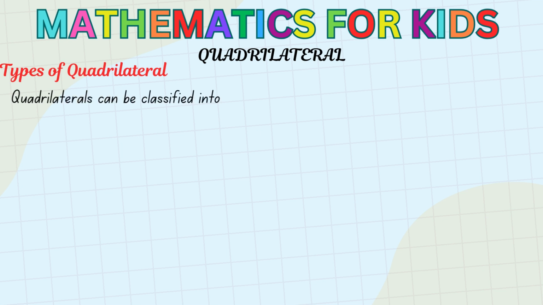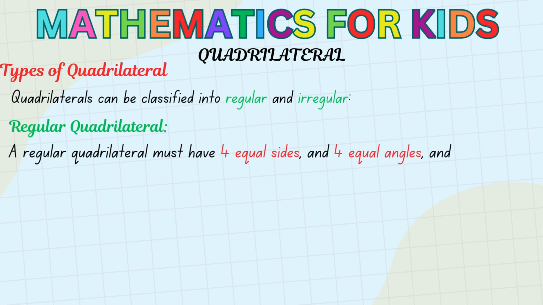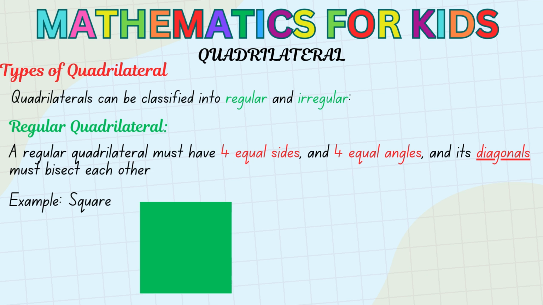A quadrilateral can be regular or irregular. A regular quadrilateral must have 4 equal sides, 4 equal angles, and its diagonals must bisect each other. What does it mean that the diagonal lines of the quadrilateral must bisect each other? They must bisect each other at the midpoint of each other. This means that each line will be cut in half by the other line. And the square is the only quadrilateral that satisfies all these conditions. So square is the only regular quadrilateral.